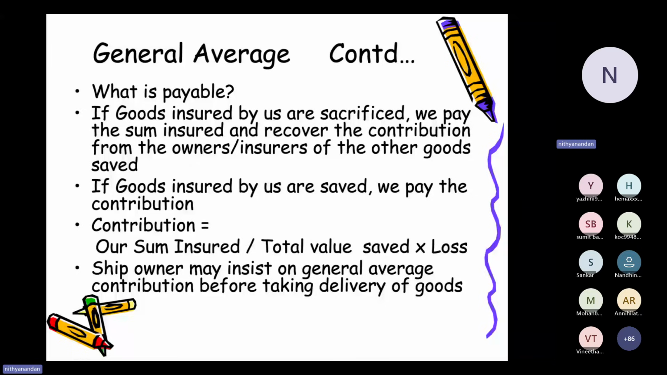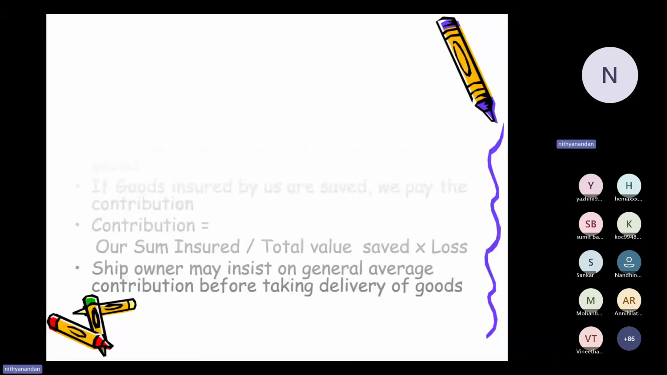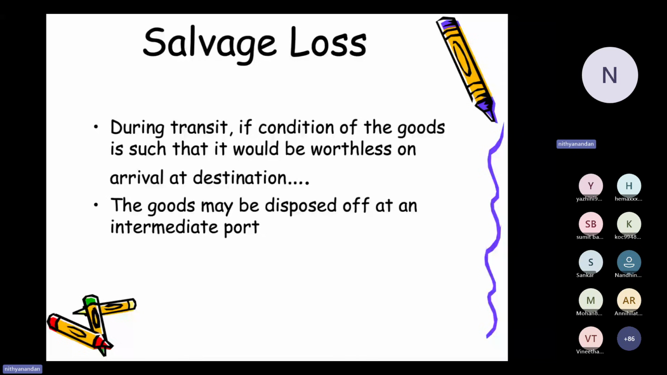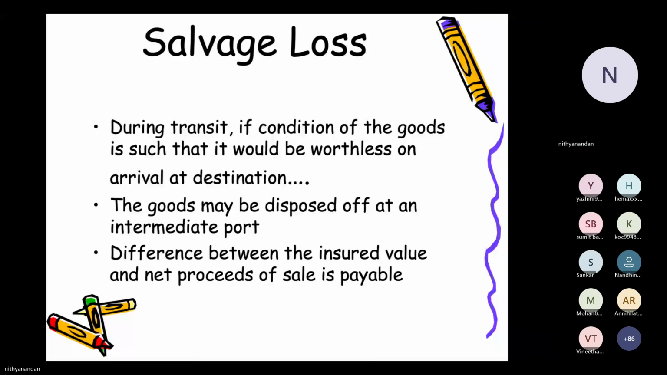The ship owner may insist on the general average contribution. Suppose the ship is declared general average, the ship owner or captain may insist that the cargo owner pay the general average contribution, then only can he take the delivery, right?